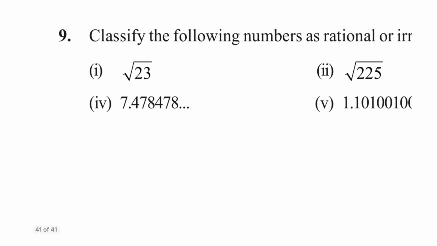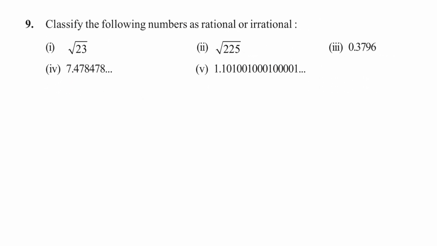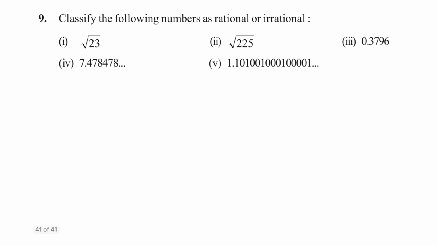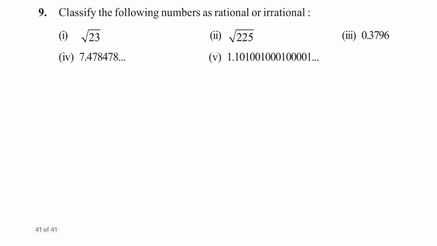Okay, now moving on to the last question of this exercise. We are given 5 subdivisions here. So what we have to do is that we have to classify these numbers as rational or irrational numbers. Okay, so let us just do that. It's quite simple actually. The first question is root 23.